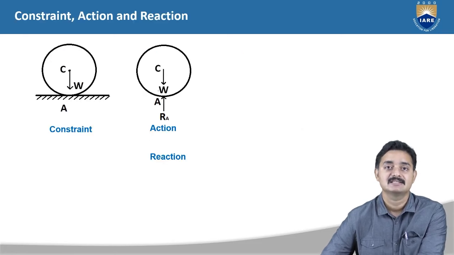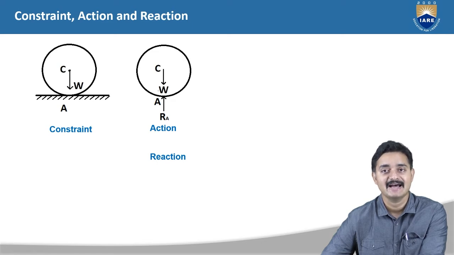After this, let us learn about a constraint, action and reaction. Consider a metal ball of weight W resting on a frictionless surface at point A. We can understand that because of the surface, the ball cannot move downwards. The horizontal surface restricts the motion of the ball in the downward direction, and hence the surface is treated as a constraint. Also, the ball applies a load of its own weight onto the surface at point A.